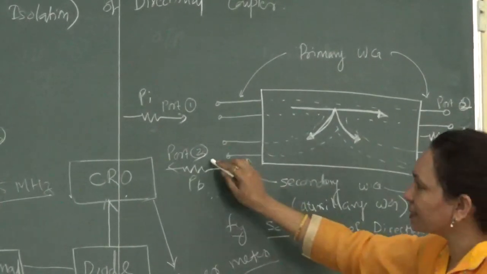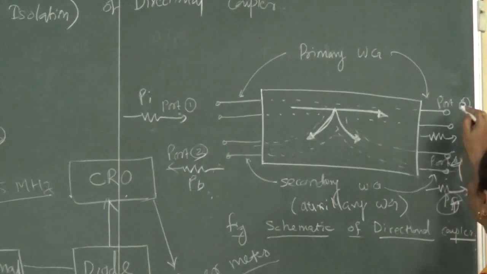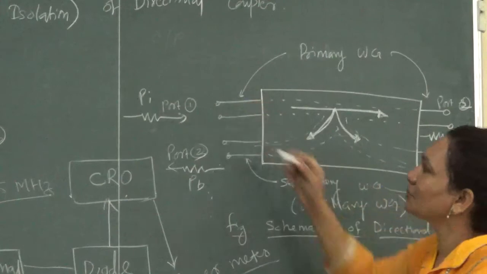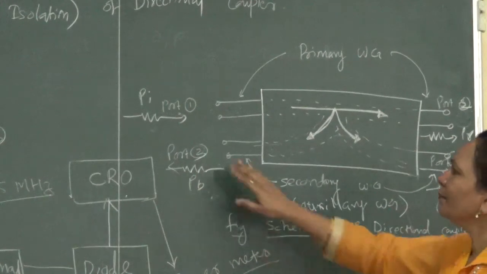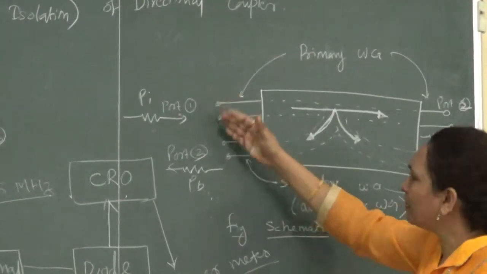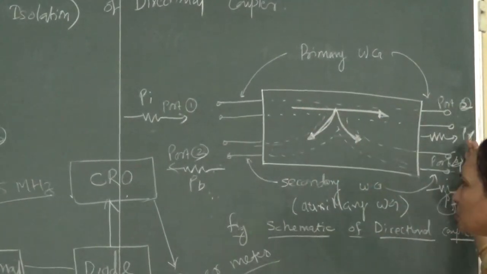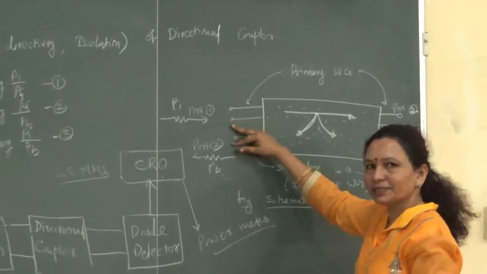Similarly, if you apply the signal at port 3, the signal should come out of port 4 and port 2, but no signal should come out of port 1. So what does this characteristic tell you? It tells you that when you apply a signal at this point, no signal comes out of this port, but the signal is coming out of these two ports. That shows that these two ports are isolated.